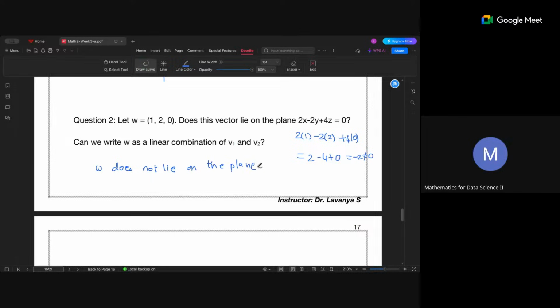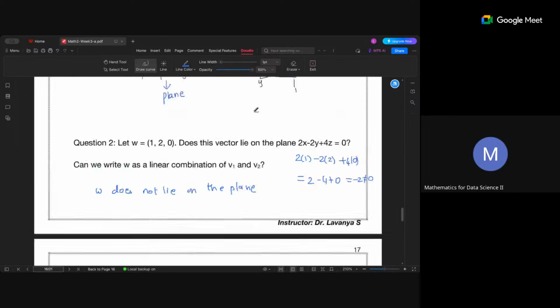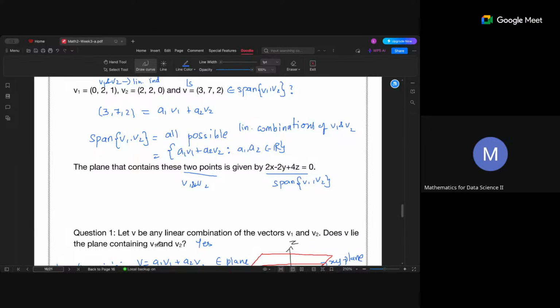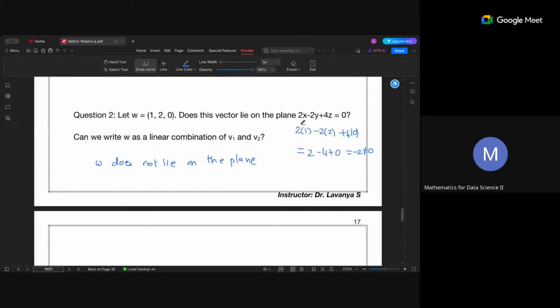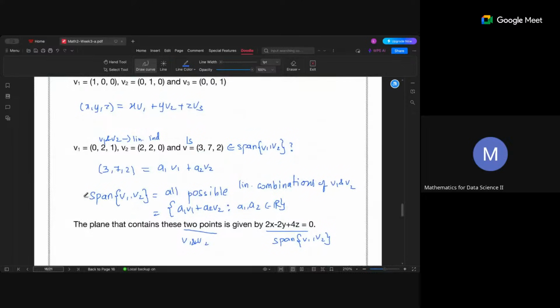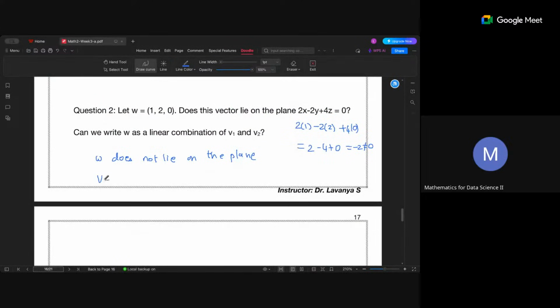Now the question is, can we write W as a linear combination of V1 and V2? Remember, V1 and V2 are lying on this plane 2x minus 2y plus 4z equals 0. V1 is (0, 2, 1) and V2 is (2, 2, 0). Do you see that? 2 times 0 minus 2 times 2 plus 4 times 1 is 0. Similarly, 2 times 2 minus 2 times 2 plus 4 times 0 is 0. So V1 and V2 lie on the plane.